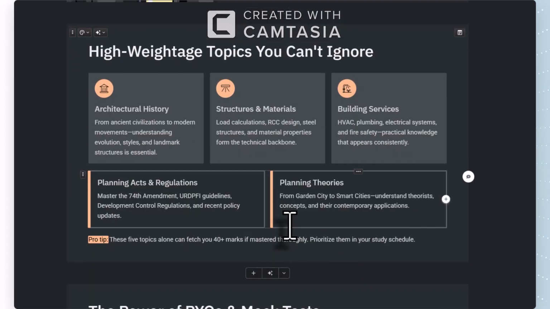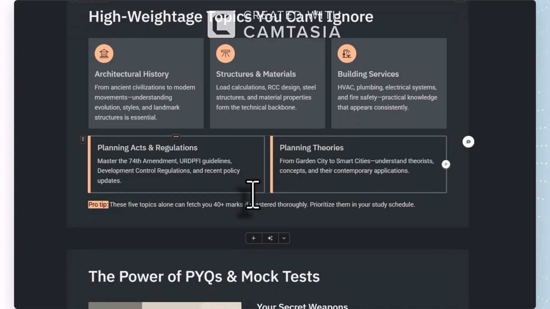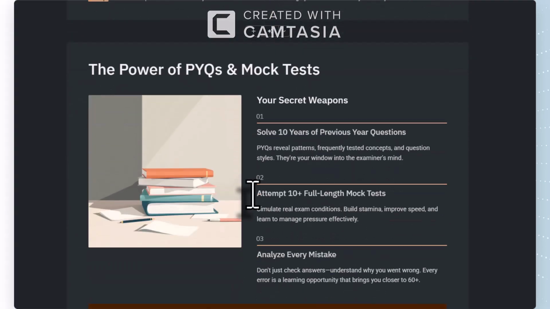High weightage topics you can't ignore: architecture history, structures and materials, building services, planning acts and regulations, and planning theory, which will come in the planning paper.